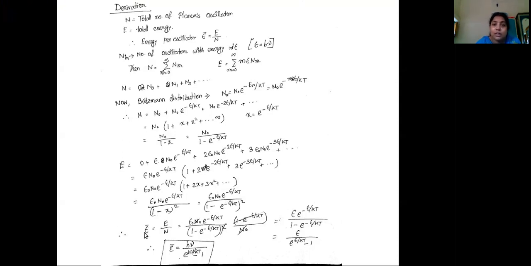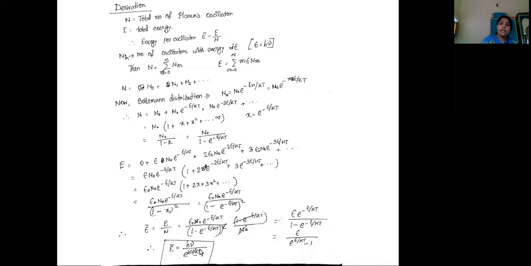So what will be epsilon bar? The average energy is the total energy E divided by the total number of oscillators N. If you put those values in this expression, you will get epsilon bar equals epsilon e to the power minus epsilon by kT divided by 1 minus e to the power minus epsilon by kT. Now if you divide both the numerator and the denominator by e to the power minus epsilon by kT, you will get epsilon by e to the power epsilon by kT minus 1. Put the value of epsilon to be h nu, you get epsilon bar equals h nu by e to the power h nu by kT minus 1. So we got the average energy epsilon bar.